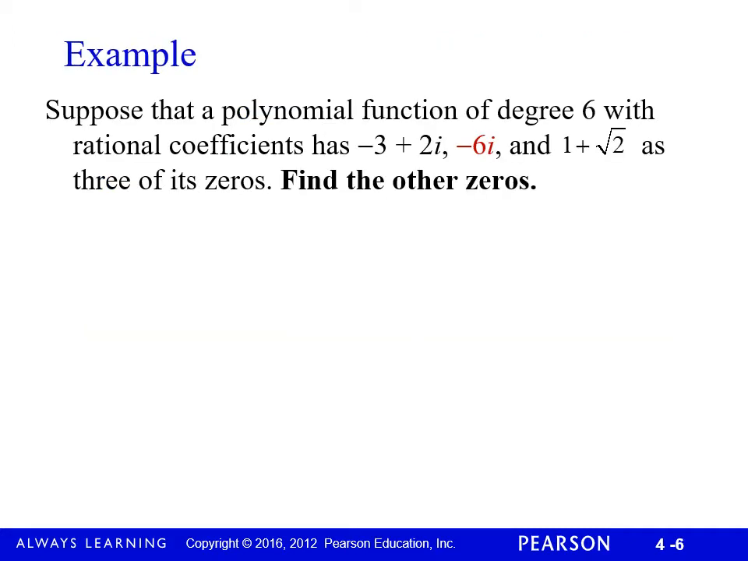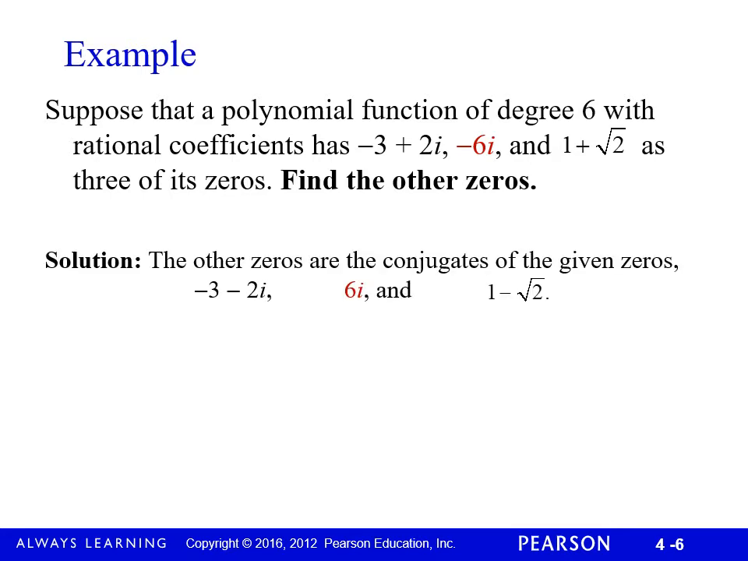Suppose that a polynomial function of degree 6 with rational coefficients has negative 3 plus 2i, negative 6i, and 1 plus the square root of 2 as 3 of its zeros. Find the other zeros. The other zeros are the conjugates of the given zeros.